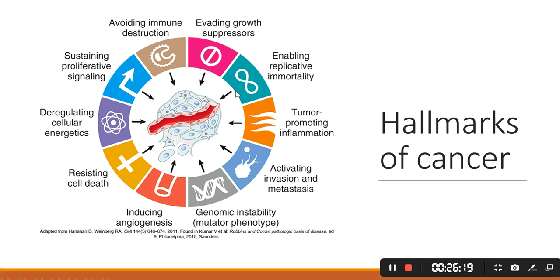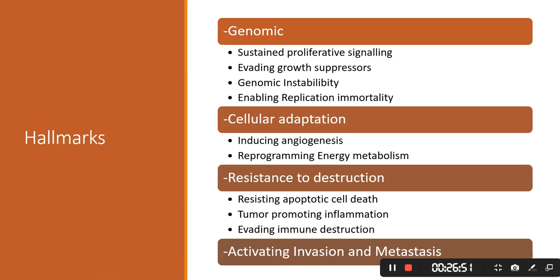Enabling replicative immortality. What that means is, for the cell to be able to multiply forever and ever, it requires immortality, right? Like for us to live forever, we would require the never-aging thing, the immortality solution. That is what the tumor cells acquire. They acquire the ability for replicative immortality. They cannot die. Now we'll look at all these hallmarks one by one.